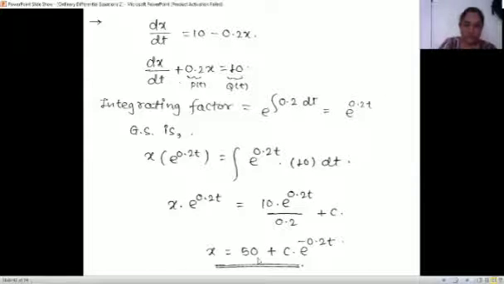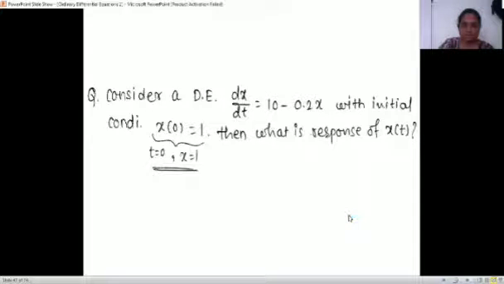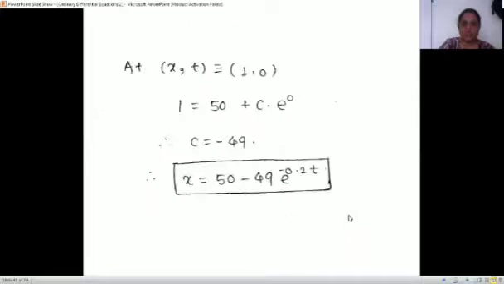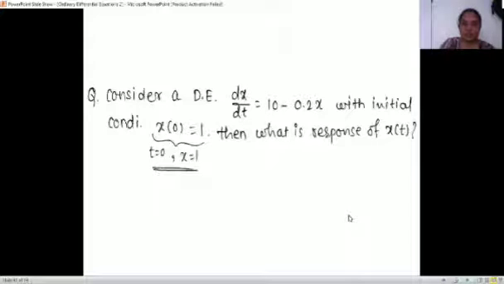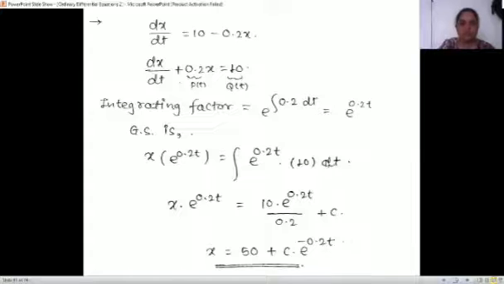And therefore, x is nothing but, divide throughout by e raised to 0.2 t. We get x is equal to 50 plus c into e raised to minus 0.2 t. So this is your answer. Question is, then what is the response? So do not get confused with the word response. This is just a solution.